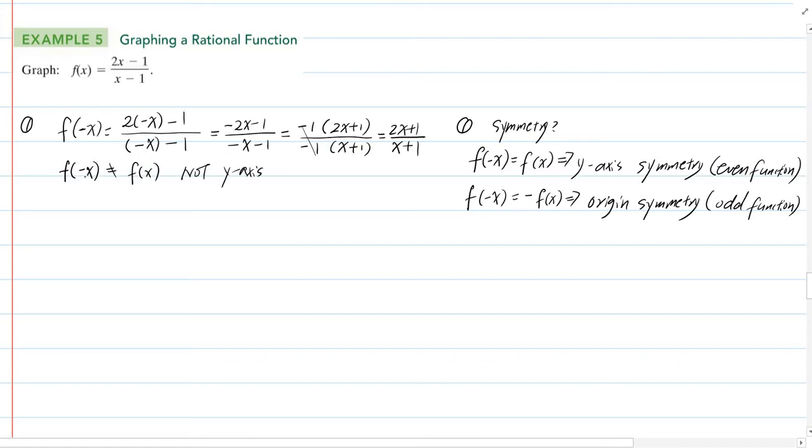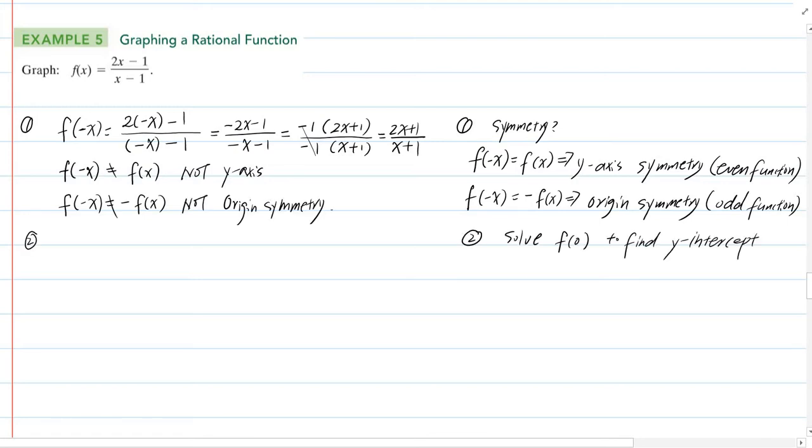So what if we compare to negative f of x? That is not working either. So what I'm going to do is find f of 0. That will be 2 times 0 minus 1, over 0 minus 1. This will give you negative 1 over negative 1. That will be 1. So that means (0, 1) is your y-intercept.